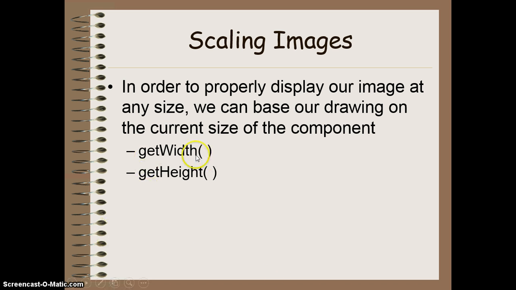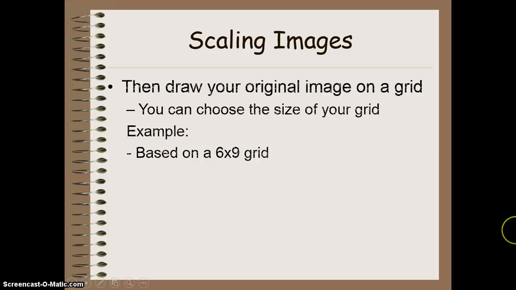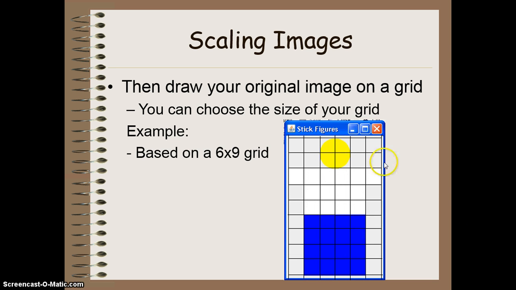So we need to use the methods getWidth and getHeight. This allows us to scale our image by drawing our image on a grid. So if I were to draw that homer based on a 6 by 9 grid, I'm going to take that component I originally had and break it up into 6 columns and 9 rows. So now if I want to draw a circle, I know that it's going to be 2/6 the way across, 0/9 down for the top left corner, 2/6 wide, and 2/9 tall. So a third and a third, making a circle centered in the middle up here.